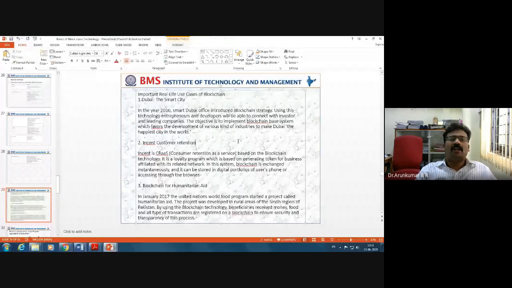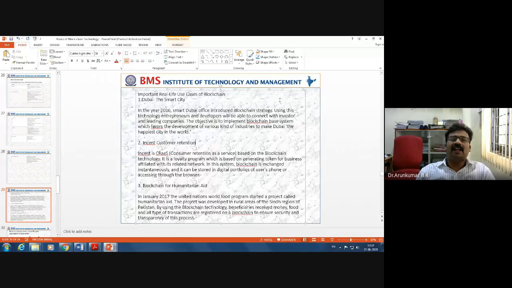Let's go into certain real-life use cases of the blockchain. The Dubai Smart City: in the year 2016, the Smart Dubai office introduced a blockchain strategy. Using this technology, entrepreneurs and developers will be able to connect with investors and leading companies. The objective is to implement blockchain-based systems which favor the development of various kinds of industries to make Dubai the happiest city in the world.